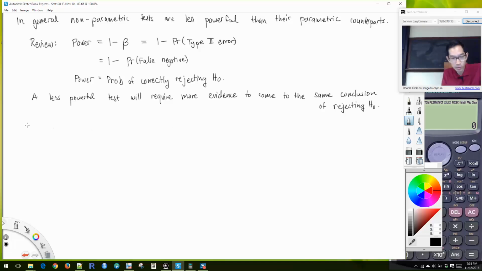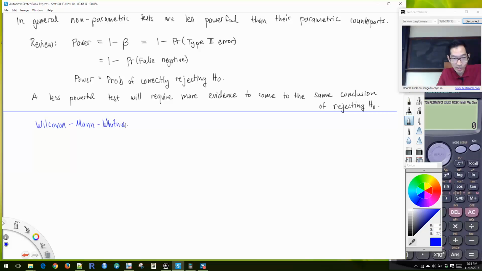Okay, so let's talk about the Wilcoxon-Mann-Whitney test specifically. Wilcoxon-Mann-Whitney, that's two N's. These were three people that worked on this test. In other textbooks, this might also be called the Wilcoxon rank sum test.